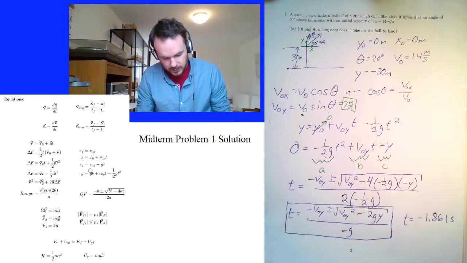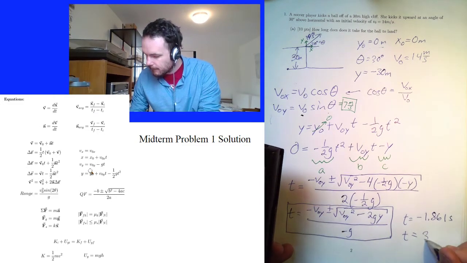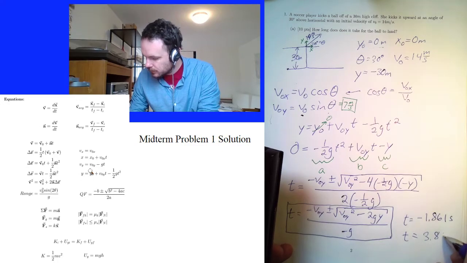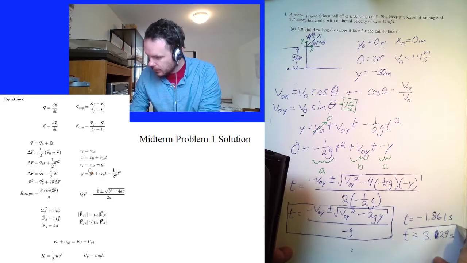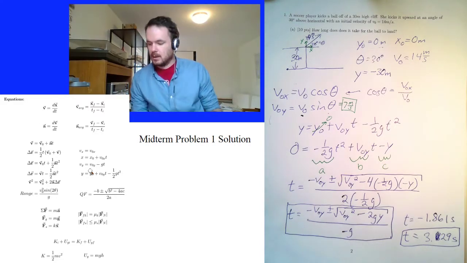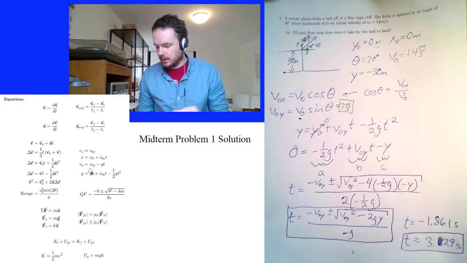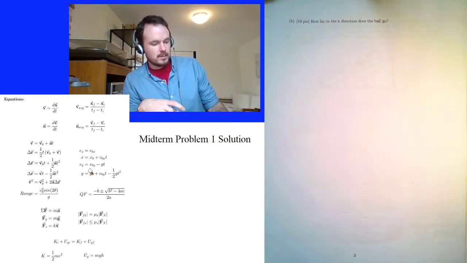So clearly I want the negative sign for the plus or minus instead of the positive sign. So if I do that, I get 3.28 seconds. Actually, 2.29. And that is the answer for number 1, part A. So let's do part B quickly. Part B was pretty easy once you figured out part A.